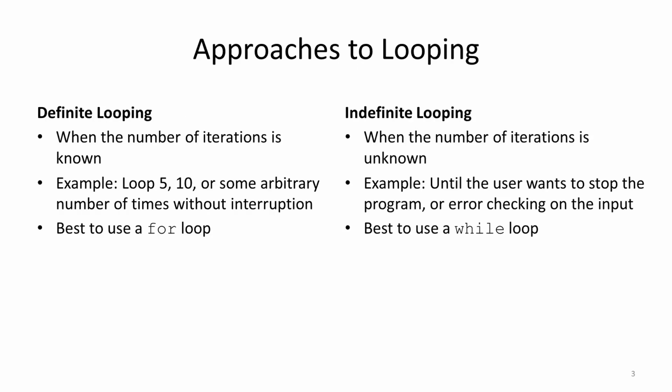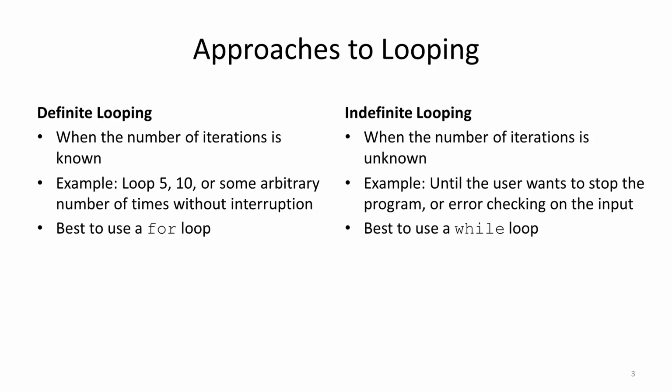To start the lecture, we'll look at definite and indefinite looping. Definite looping is when the number of iterations is known and there is some way to get that information. For example, if you want to loop 5, 10, 100, or some arbitrary number of times without interruption, it is best to use a for loop. So you want to go from start to end without interruption.